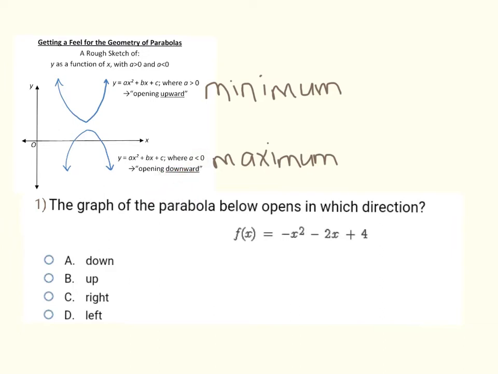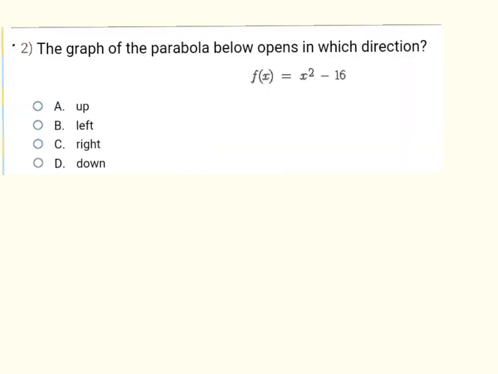In order to know if this opens up or down, we're just going to look at the coefficient in front of x squared. Here, remember there's an invisible 1 there, so it's -1. It's a negative number, so it opens down. So that means my answer is going to be A. This question also asks which direction does the parabola open. I'm looking in front of my x squared term. There's a +1 there. It's a positive number, so my answer is going to be A. It opens up.